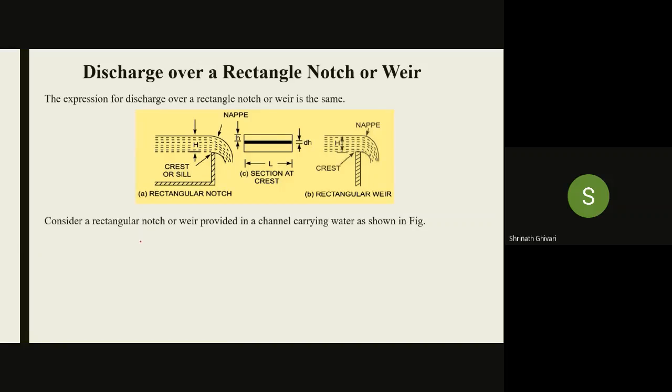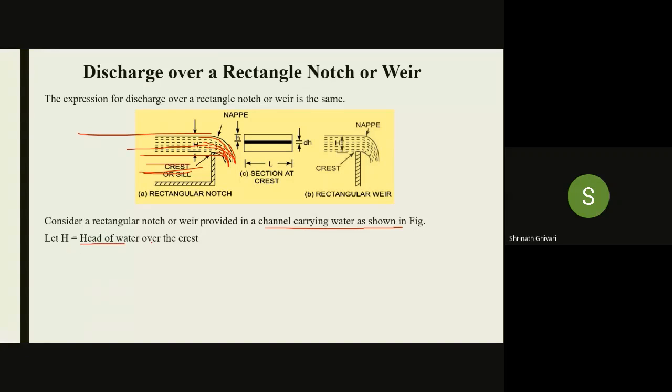So we are considering a rectangular notch or weir provided in a channel carrying water as shown. Water is coming from here, filling the full notch up to the crest, and it is falling because it is overfilled. That is the overflow which is happening.